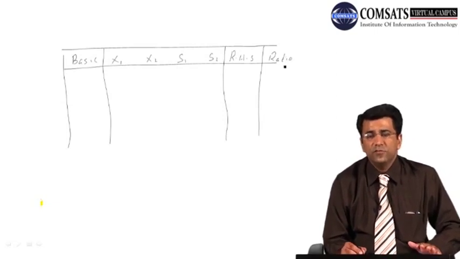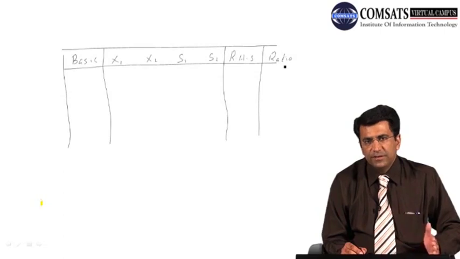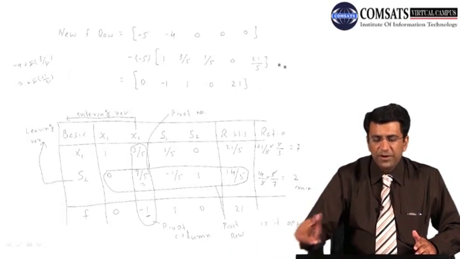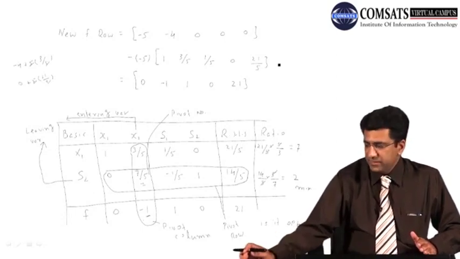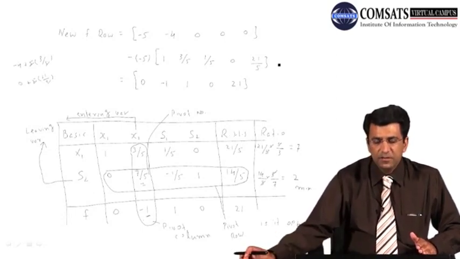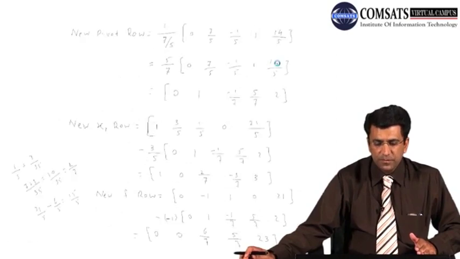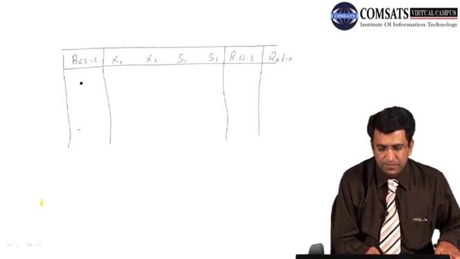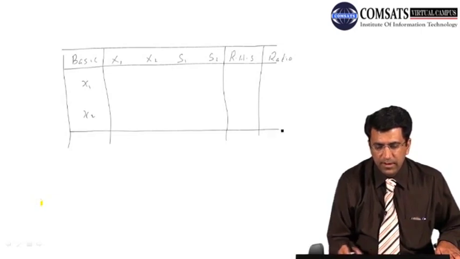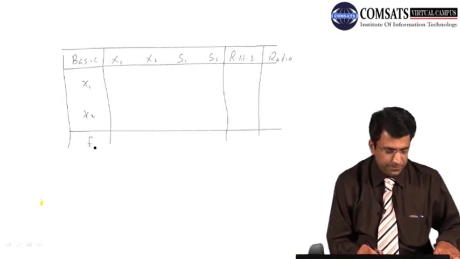Now again class, first of all we will have to incorporate the entering variable and leaving variable. In the previous table we have identified that x2 is our entering variable and s2 is our leaving variable, so we will replace s2 by x2 in that basic column. So this column will become x1 and x2, and here is our again objective function.